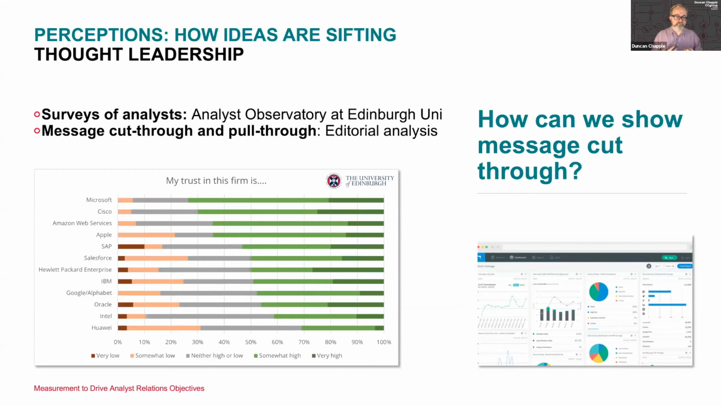And we can move a little bit more deeply into perceptions. I'd say the classic way of doing this are these surveys of analysts. Obviously, we have this partnership with the Analyst Observatory at the University of Edinburgh, so they conduct qualitative interviews with analysts as well as quantitative research that produce little charts like this. But what content analysis allows us to do is to really show message cut through and message pull through.